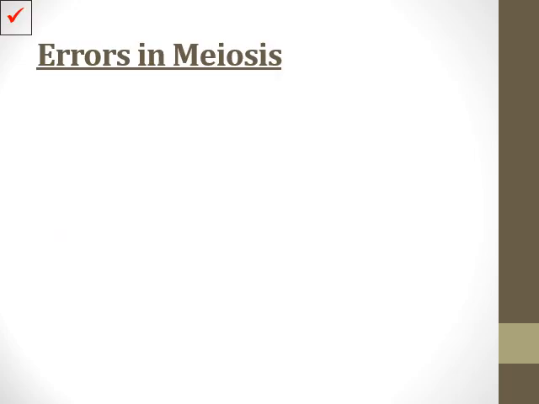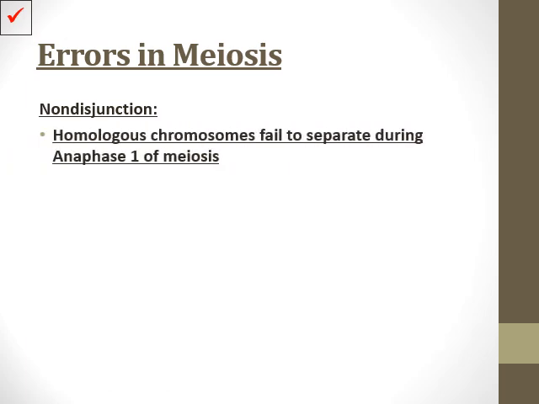The first thing we have to discuss is what happens when errors are made during meiosis. If you remember, meiosis is when we create sex cells such as the sperm or the egg, or gametes, by splitting reproductive cells twice. So the first type we have to talk about is non-disjunction. Non-disjunction is when homologous chromosomes fail to separate during anaphase 1 of meiosis.